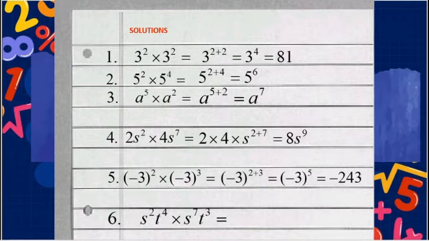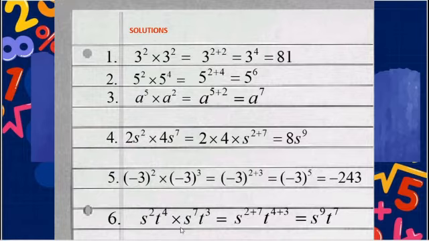Next, how about s squared t to the 4th times s to the 7th t cubed? So, kapag may involved naman na dalawang variable, syempre, ang i-add lang natin ng exponent is yung parehas ang base. So, ang tinutukoy natin dyan is yung dalawang s at yung dalawang t. So, what will be your answer? Okay. Kung ang sagot mo ay s to the 9th and t to the 7th, you are correct.